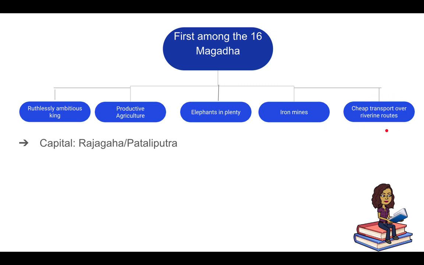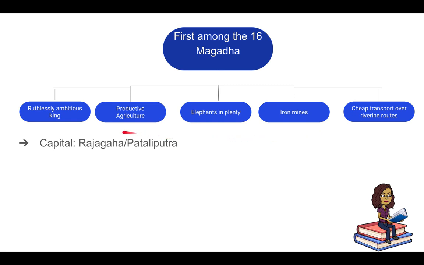Cheap and fast means of transport over riverine routes was also a very key factor, because the Magadhans could move their armies up and down the rivers across their kingdoms extremely rapidly. And cheap means of transportation also meant that they would have a very lively trade as well. And trade also brought in huge amounts of revenue, which again could be pumped into creating these very powerful standing armies.